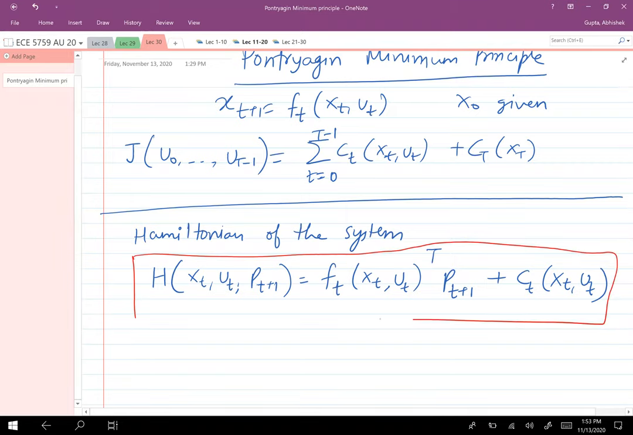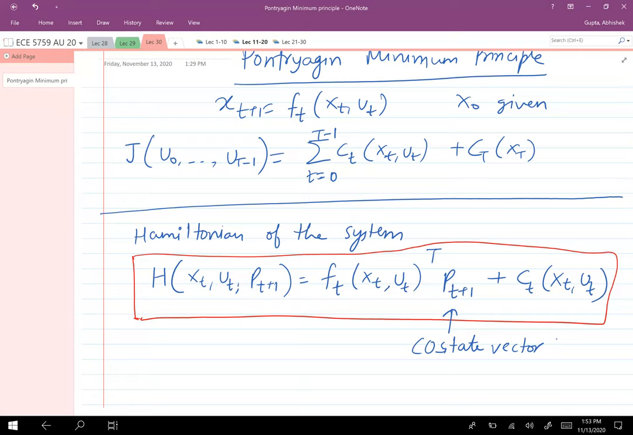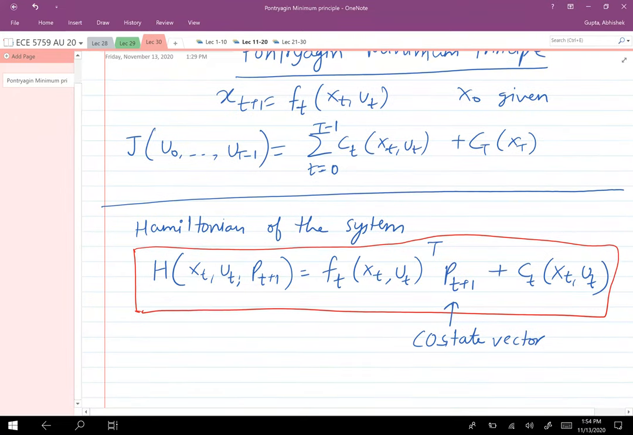This is the definition of a Hamiltonian. Okay, this particular function of the current state action pair and the next time step's co-state vector is known as the Hamiltonian of the system, and it comprises the state transition function at time t, the co-state vector at the next time, and the current cost function, or the running cost of the current time.